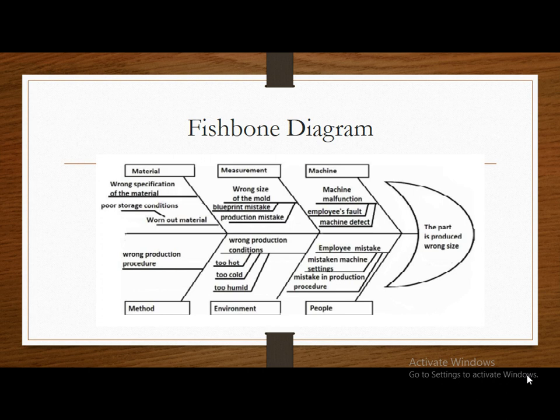Maybe it is because of people, because of mistakes of people, the part is produced with wrong size. It may be the employee mistake, it may be the mistake by the machine settings. Again, these settings are done by the human, or mistakes in the production process that will be done by the people or human. Maybe it is because of the machineries, machine malfunction, employees' fault in the machineries, or maybe there is machinery defect. So, what is the root cause that can be identified? You have to define the problem and you can identify the root causes.